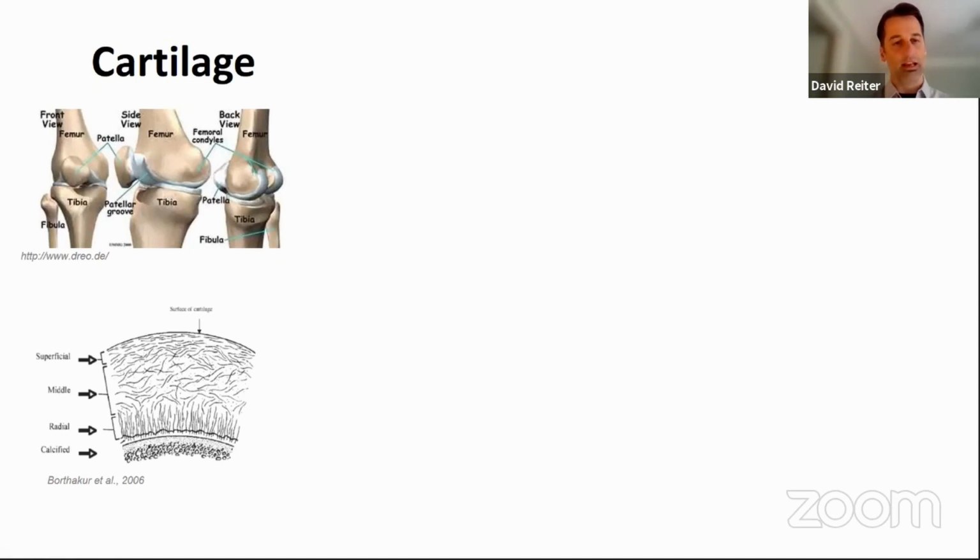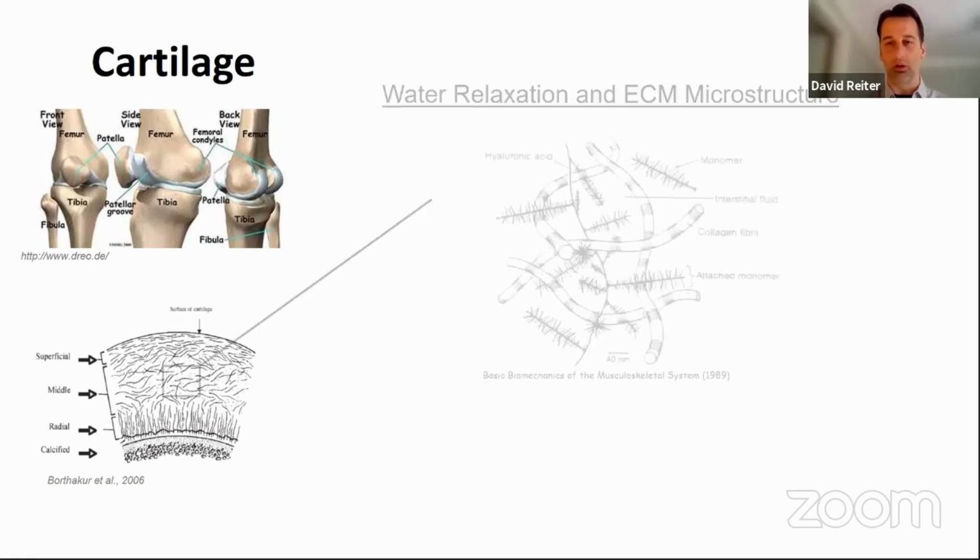subchondral bone here. And as we move away and towards the surface of the cartilage, these collagen fibrils are oriented more parallel. So there's a very complex structure even through the thickness of the tissue itself, making it more challenging to image and to characterize.